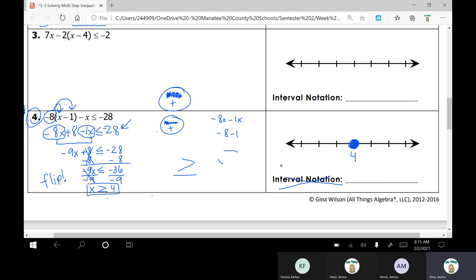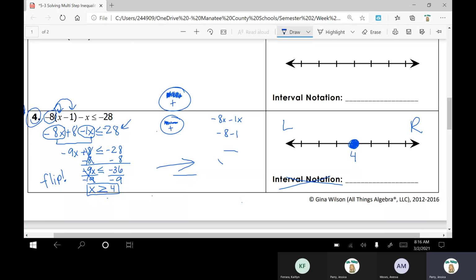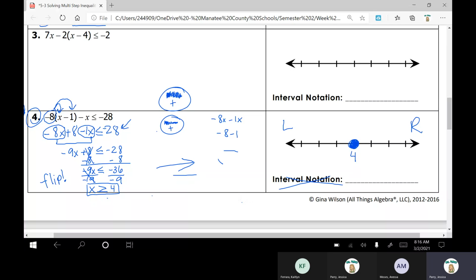And then which way should I shade? To the left or to the right? I put L and R on there in case you don't know your left and rights. Which way should I shade? Now you can turn that sign into an arrow. For this one, it's pointing to the right. I see you typed in right. That's correct. Go ahead and shade everything to the right, nice and bold on your number line like this, or you can go up and over. And then that is it for number 4.